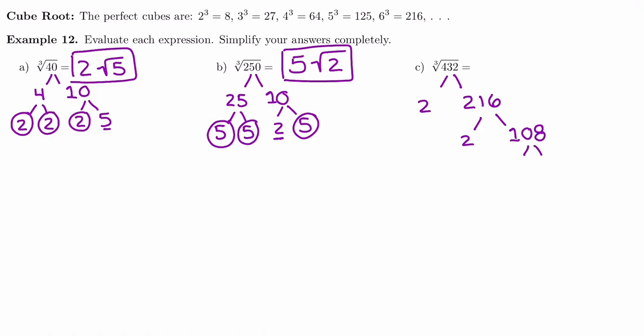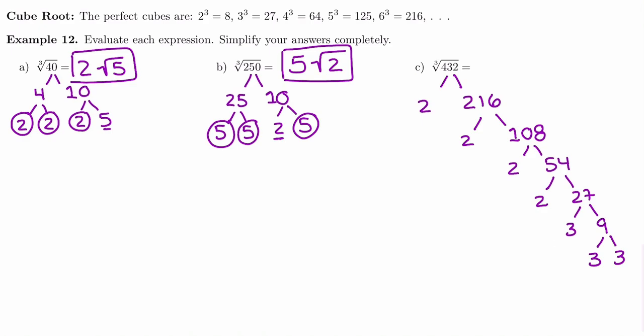And then again, 108 is an even number, so I'm going to divide it by 2 again. So we'd have 2 times 54. You might recognize the numbers that go into 54. I'm just going to break it down as 2 times 27. And then 27 I do recognize as being 3 times 9. And 9 I can break down to be 3 times 3.